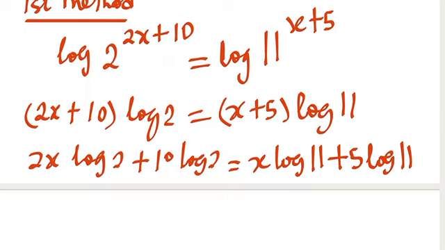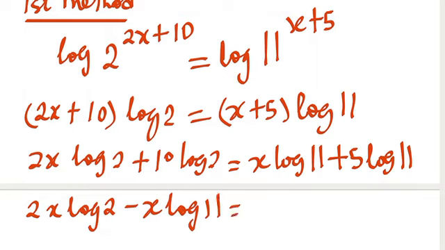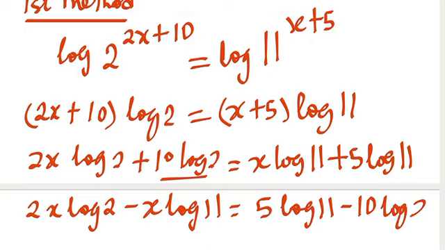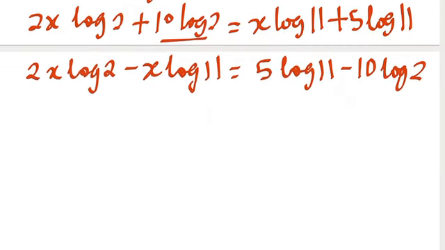So we're going to have 2x log 2. Then this one here, we have to bring to the left hand side, so we have minus x log 11, then equals 5 log 11. We take this also to the right hand side, so we're going to have minus 10 log 2. Okay, so from there we move on.